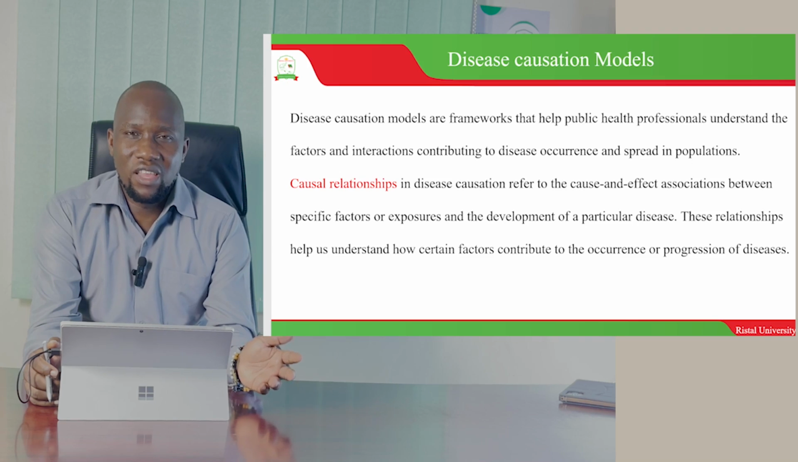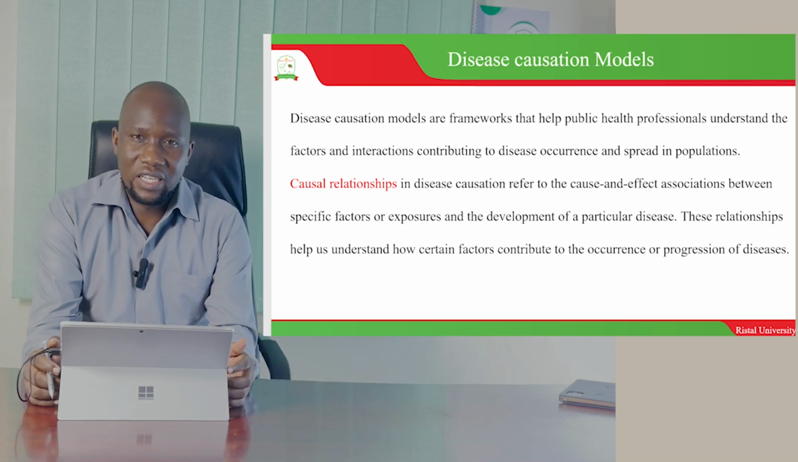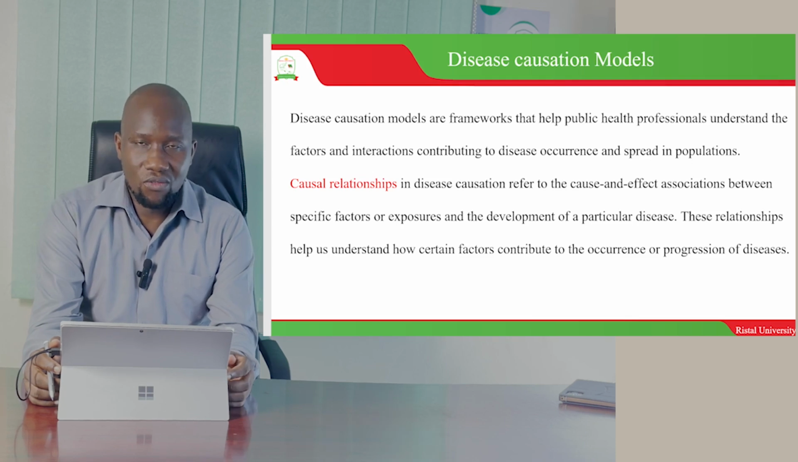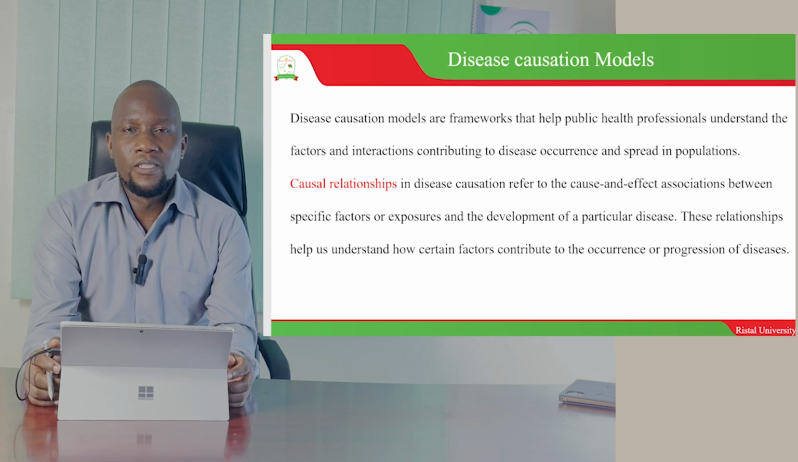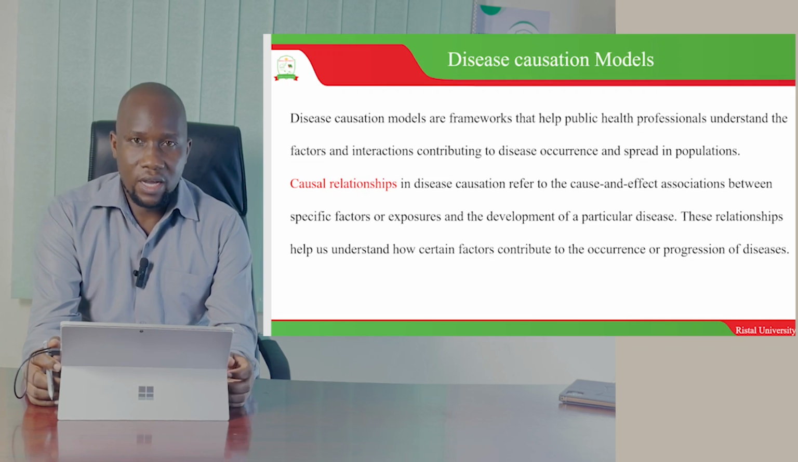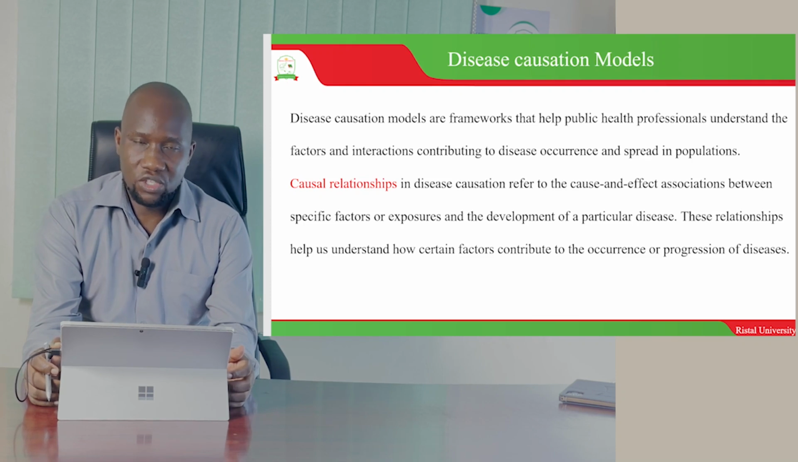for example, what I've just illustrated with the malaria case is what we call the epidemiological triad, where we have the environment, the host, and then the agent. That is one of those disease causation models that we are going to look at. So when we talk about disease causation models, we are referring to how the different factors and conditions interact to affect the occurrence of a particular disease in a particular population.